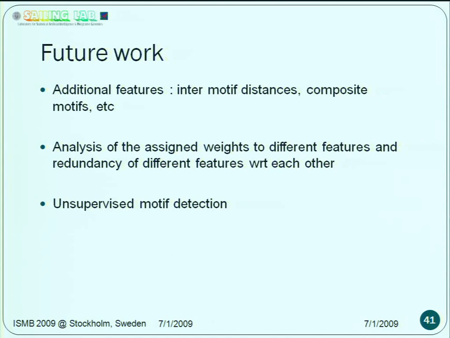Future work for us would entail adding additional features like inter-motif distances to figure out composite motifs, and other features like other epigenetic features. Analysis of assigned weights to different features would be something to go deeper into to figure out what might be correlating to binding site data, as well as trying to move to unsupervised motif detection, which is actually very difficult in the CRF framework, but we are working on it.